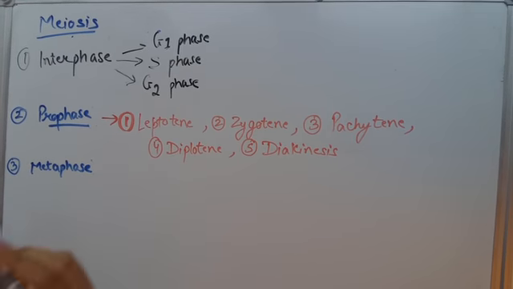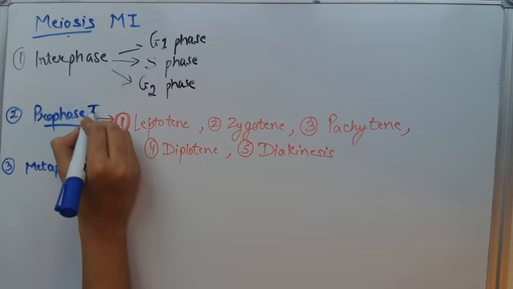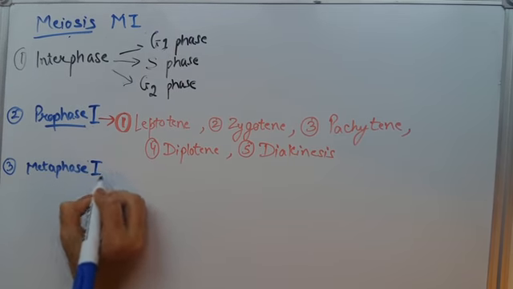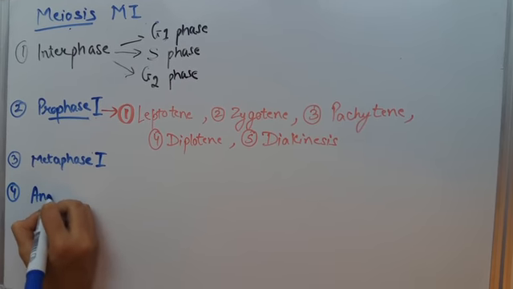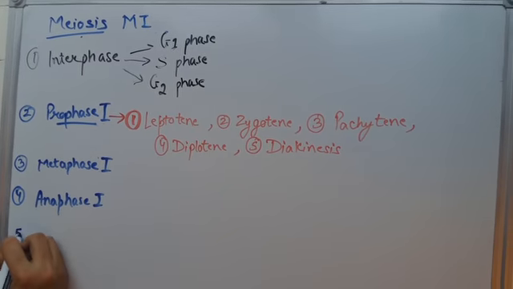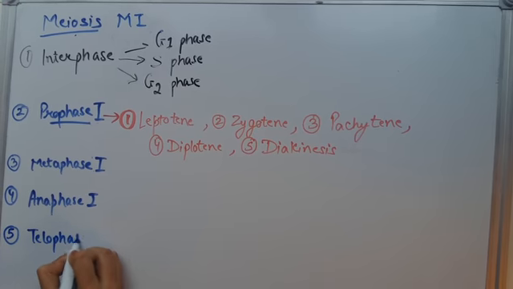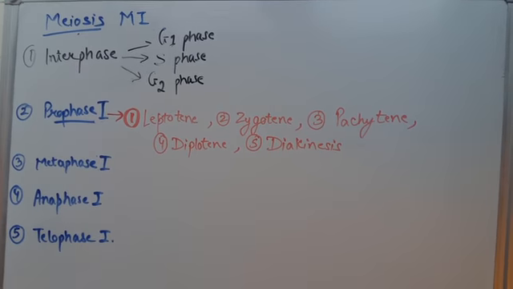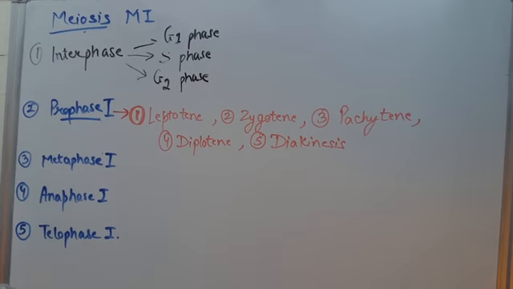So here we are discussing meiosis 1. This will be called prophase 1 and metaphase 1. Next stage is anaphase 1. After anaphase comes telophase 1. We will start discussing from prophase 1.